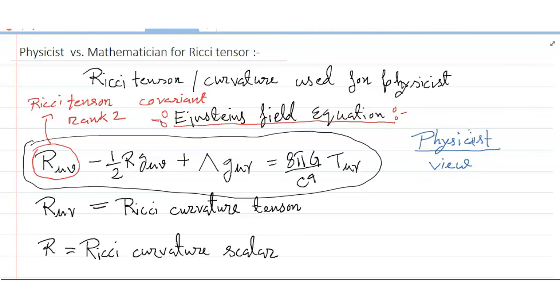Ricci tensors we apply in Einstein field equations, and also it can be used in general relativity. A lot of cases we use Ricci tensors.